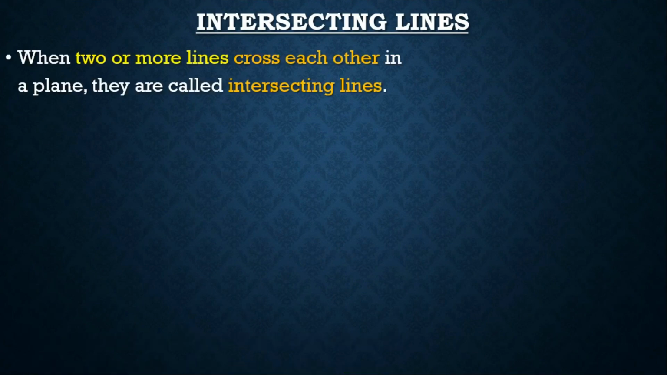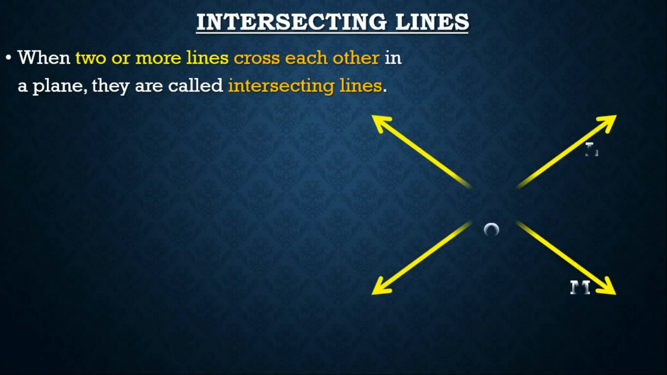Intersecting lines: when two or more lines cross each other in a plane, they are called intersecting lines. See the example. Here is the line L and here is the line M. Both the lines are meeting at the point O. So they are intersecting at point O. These two lines are called intersecting lines. Why? Because they are intersecting at point O.